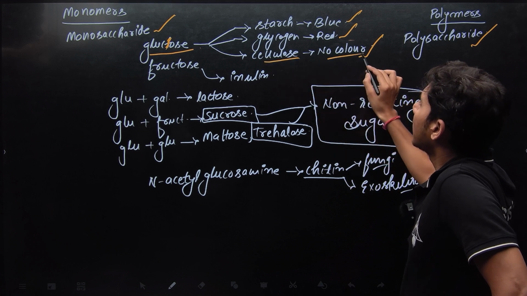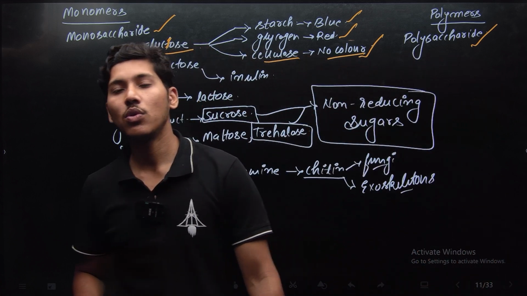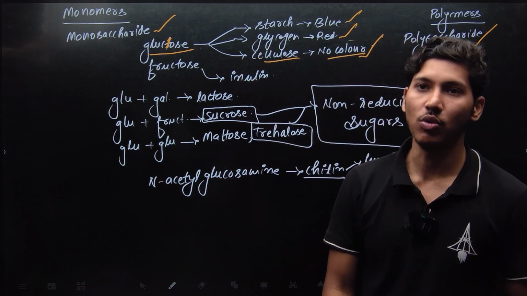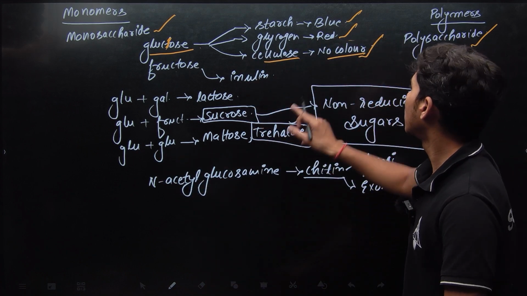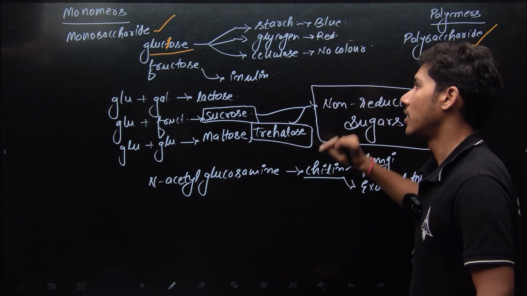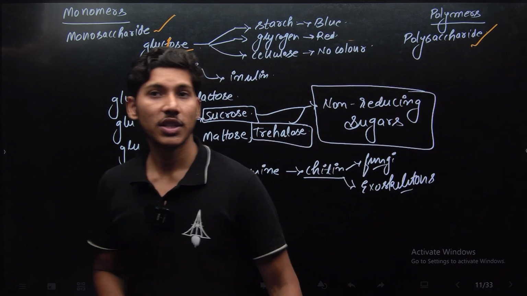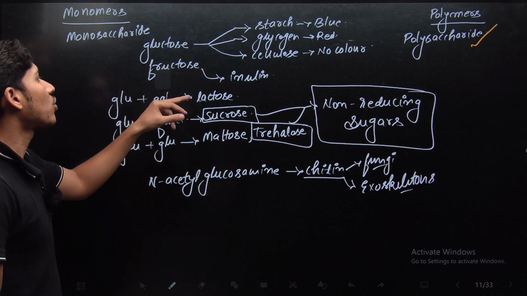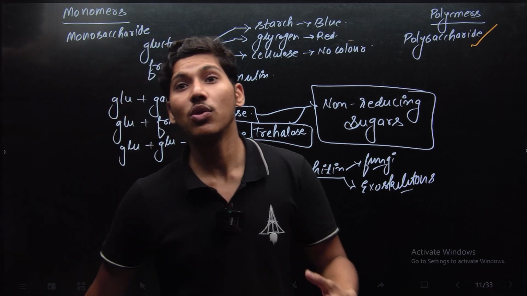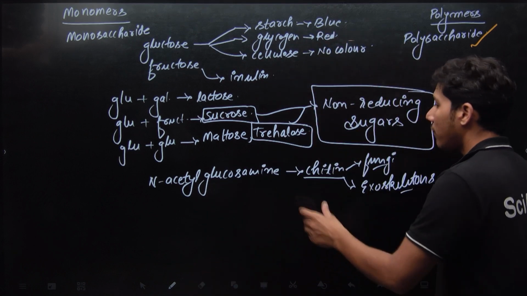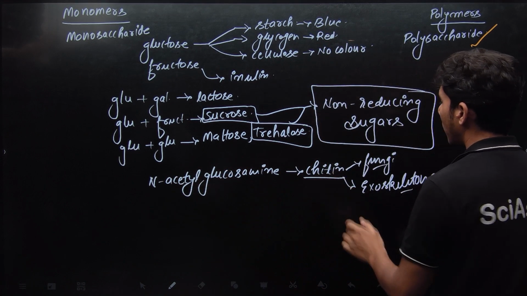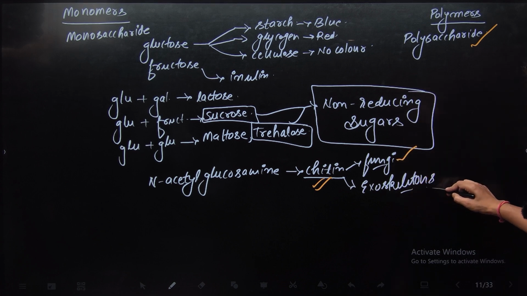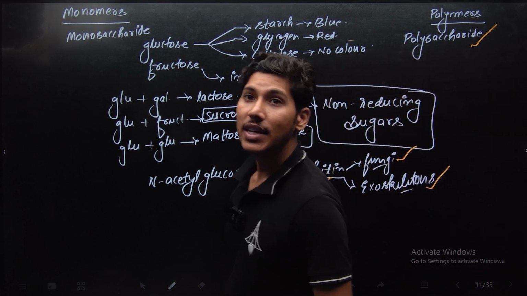Why does cellulose give no color? Because cellulose does not have a helical or branched structure. Cellulose is a straight chain molecule. Okay? That's why it does not give any color in the starch test. Clear? Let's move ahead. The polymer of fructose is known as inulin, and the polymer of N-acetyl glucosamine is known as chitin, which is present in the cell wall of fungi, and it is also present in the exoskeleton of many insects.